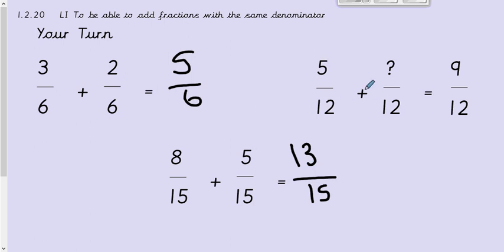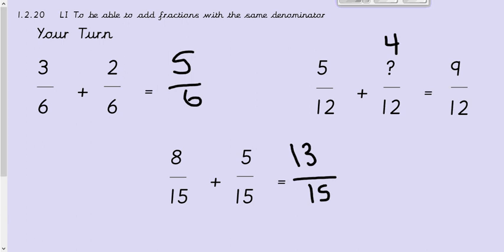This one was a bit trickier. So you've been given 5 twelfths, add something twelfths equals 9 twelfths. So you had to work out what went here. Well, basically, what do you have to add to 5 to get to 9? And that should be 4. Okay, so 5 twelfths add 4 twelfths equals 9 twelfths.